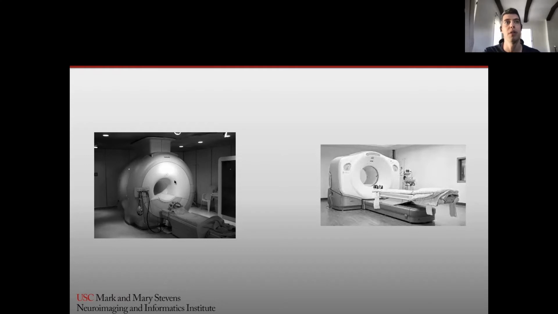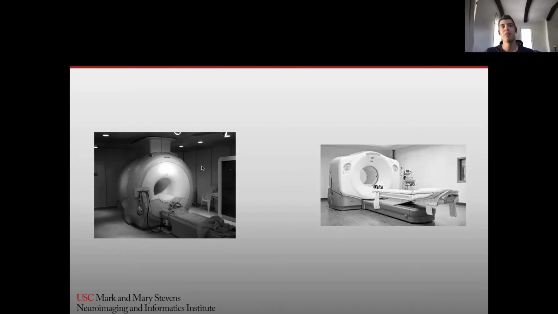So here on the left, you have this big scanner, what we call a magnetic resonance imaging or MRI scanner. And here on the right, we have the positron emission tomography or PET scanner. These are pretty big pieces of equipment. Sometimes they make a lot of noise. You've probably seen them before, and they're at USC.